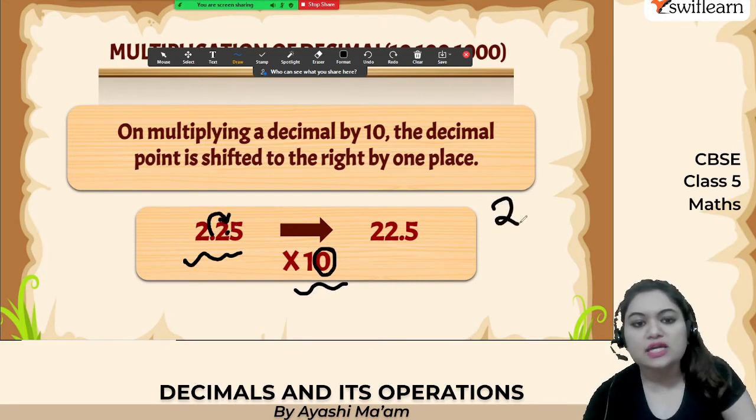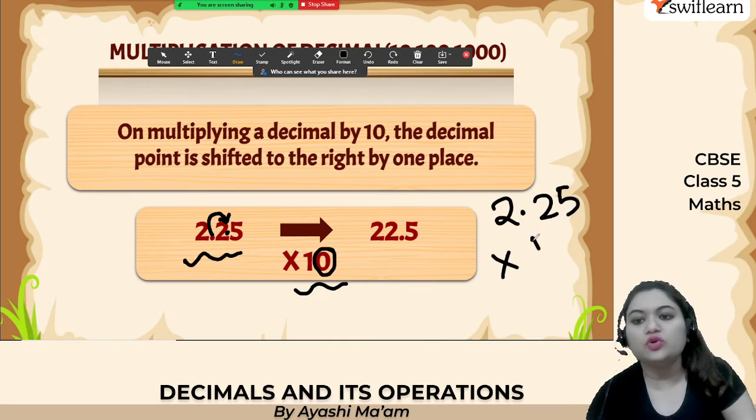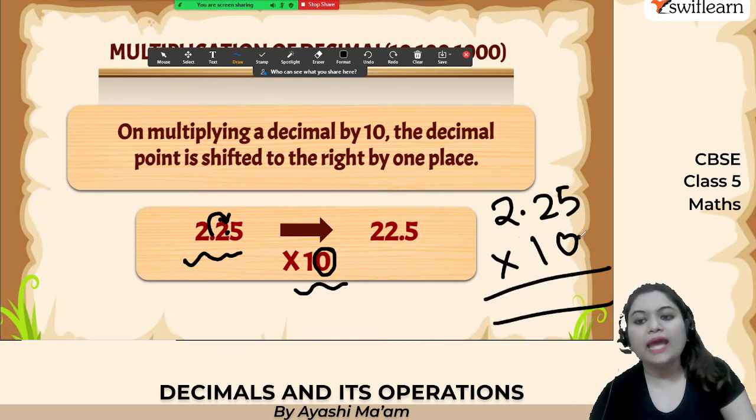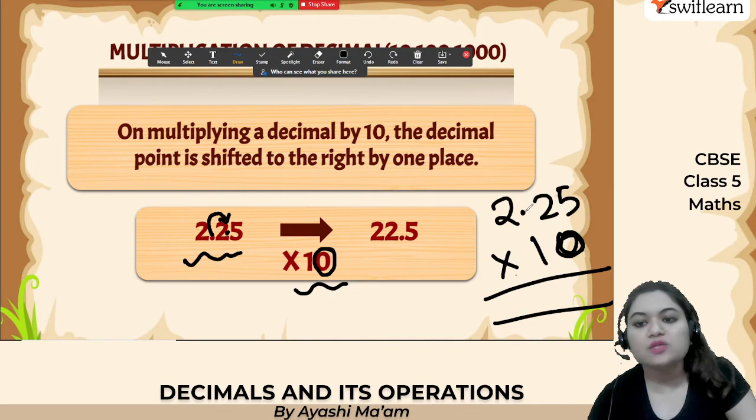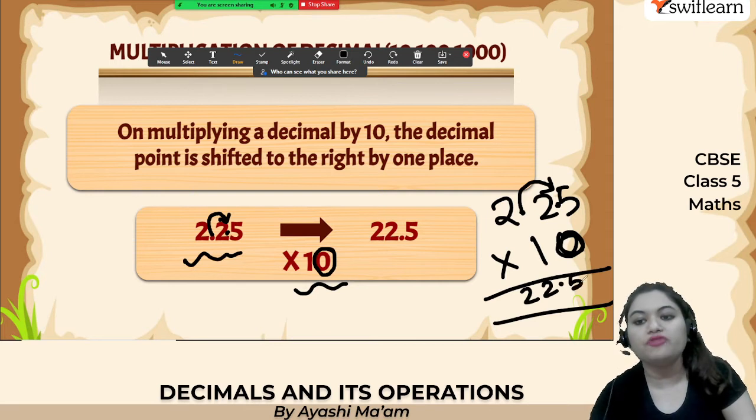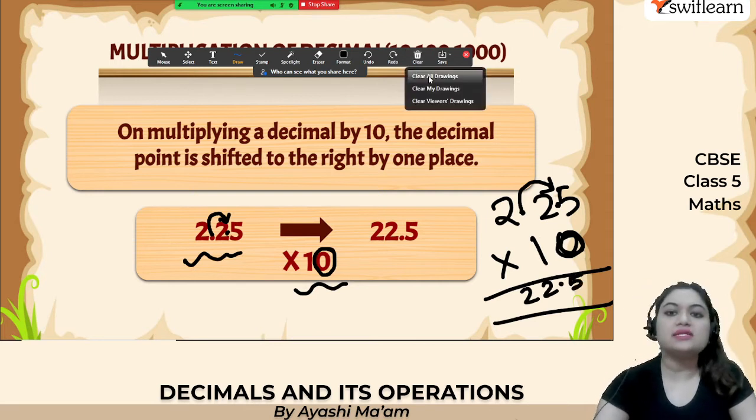Just see, 2.25 into 10. In 10 we have one 0, so our decimal point will get shifted to the right by one place. The decimal point will come here. That means 22.5.